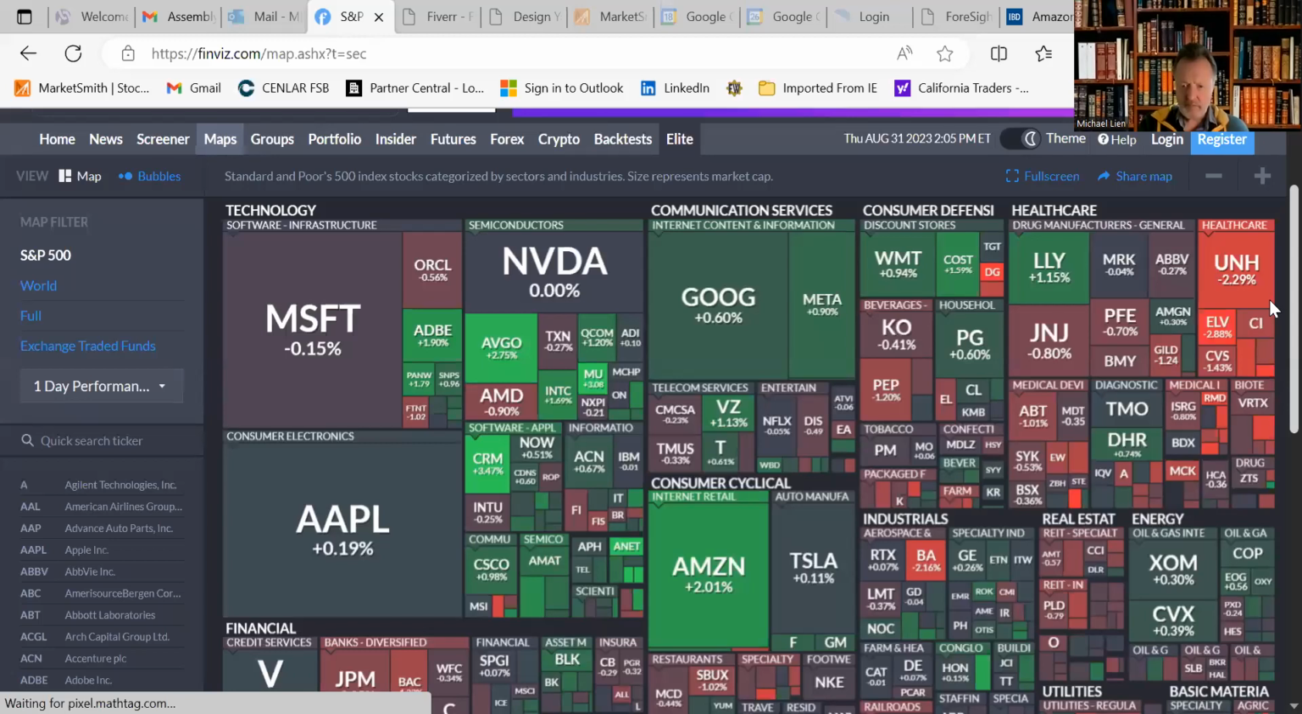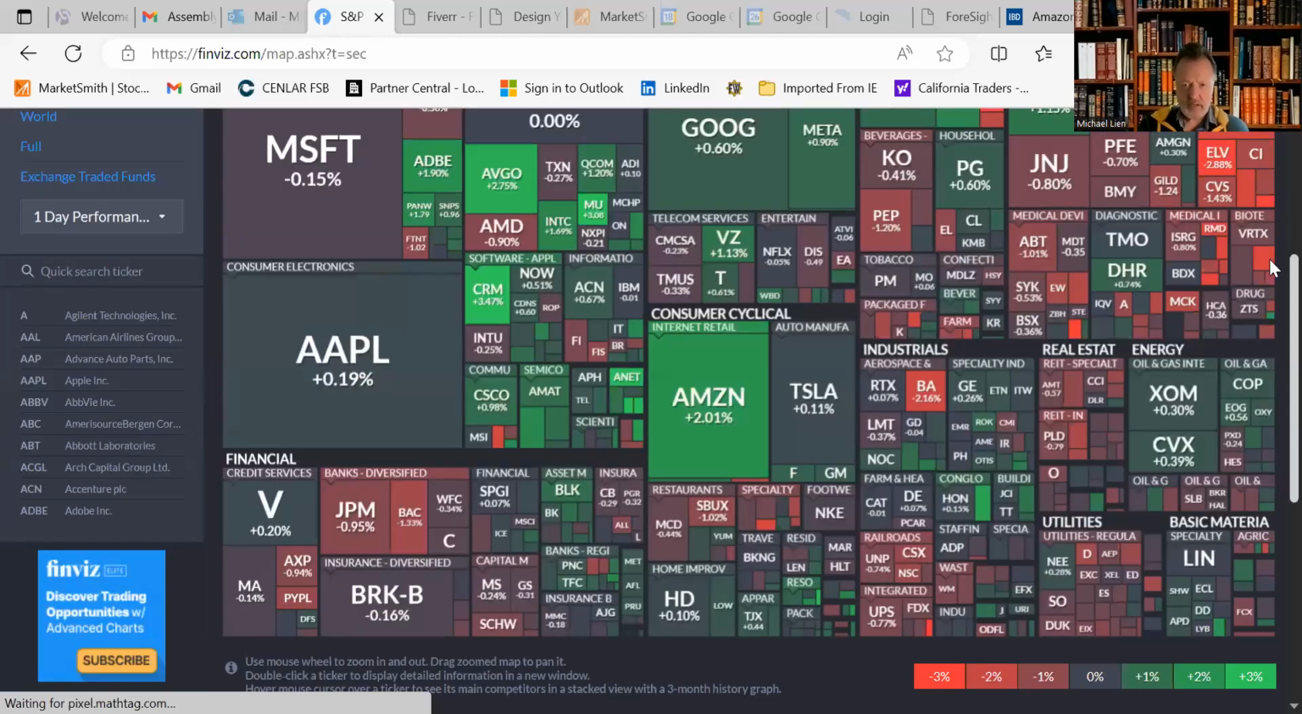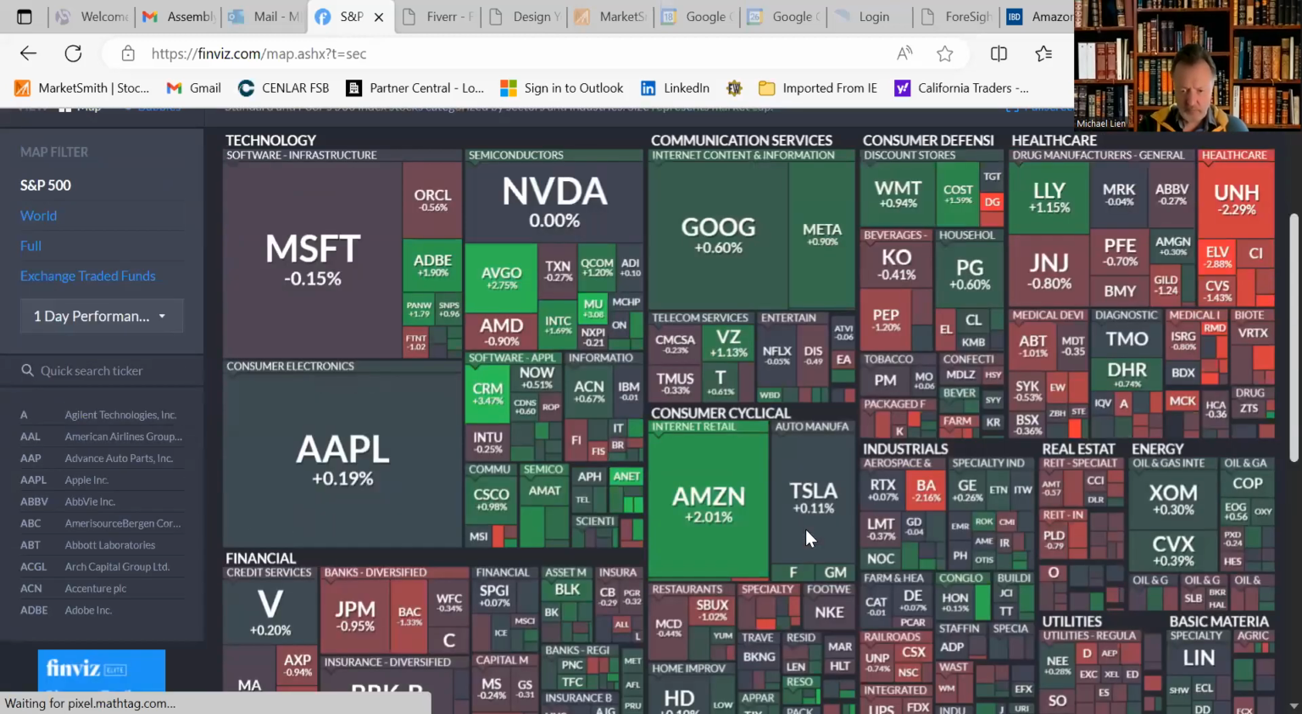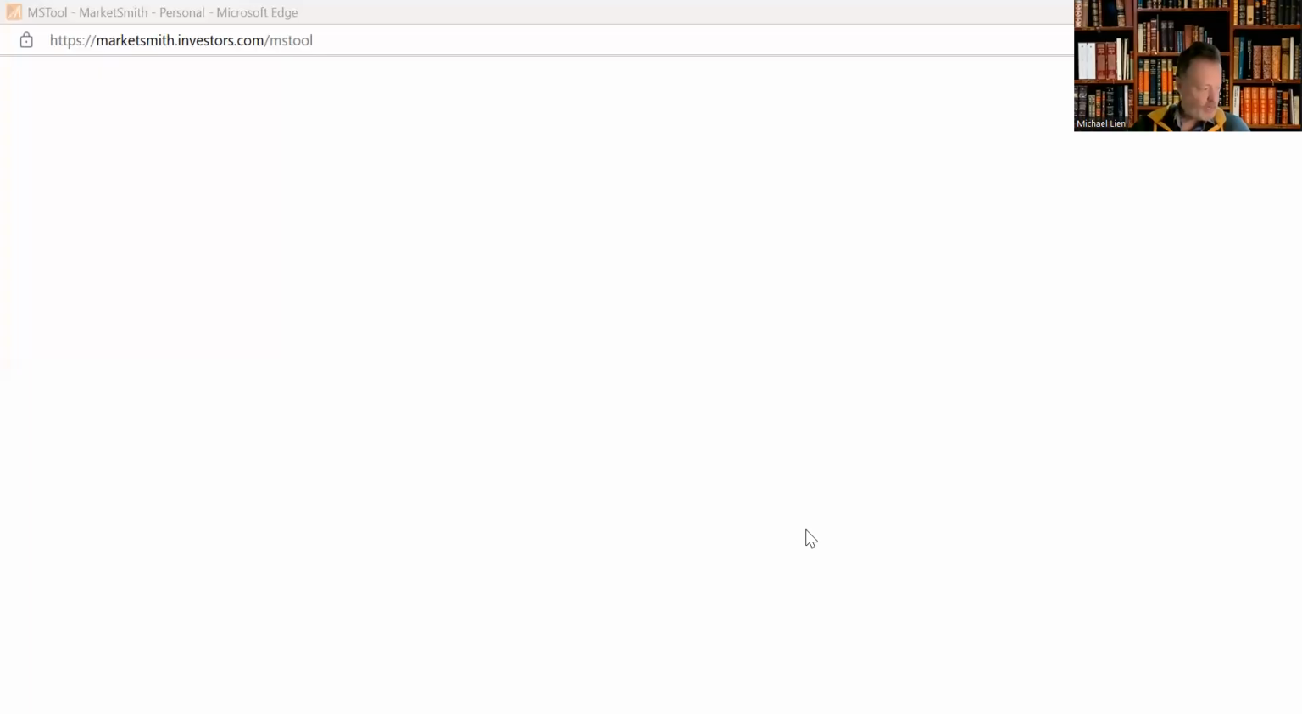I'm not sure if I was sharing the screen, so I apologize. Let me share the screen here. Here's the S&P 500 plotter, heat map, what have you. And before we forget, let's share our screen so we can look at some of the information.